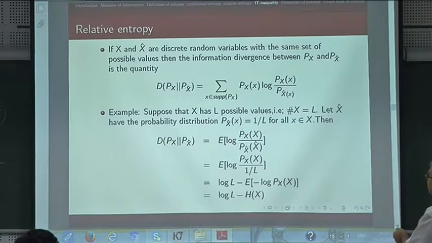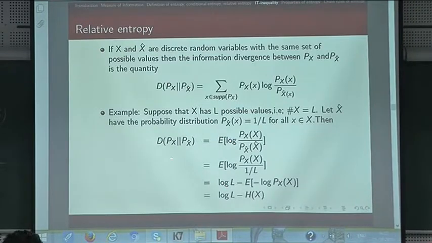So, suppose that x has L possible values, let x hat have the probability distribution 1 by L for all x, then this is equal to an expected value. Why is it an expected value? Because of this function Px(x). Whatever is after Px(x), it is the expected value of log of Px(x) divided by Px hat(x). When you have taken this as 1 by L, that means equally likely. So, this becomes 1 by L. That L comes in the numerator, that comes outside, and so log L minus Hx.